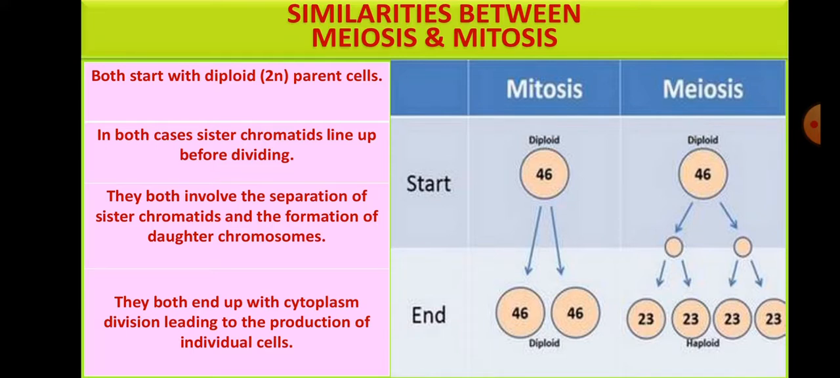And last similarity would be that they both end up with cytoplasm division. Cytoplasm also gets pinched off equally into two equal halves, leading to the production of individual cells. So these are some of the similarities that you see in these two types of cell divisions.